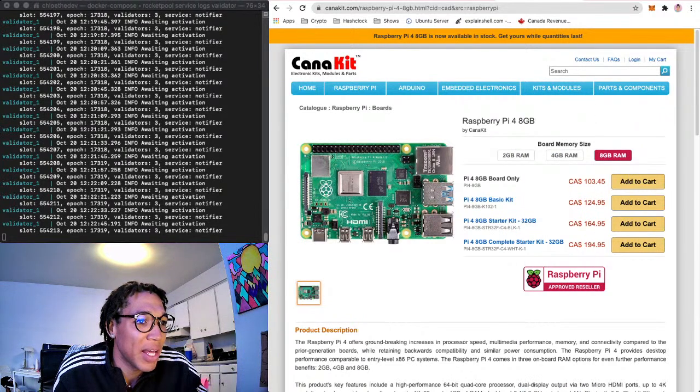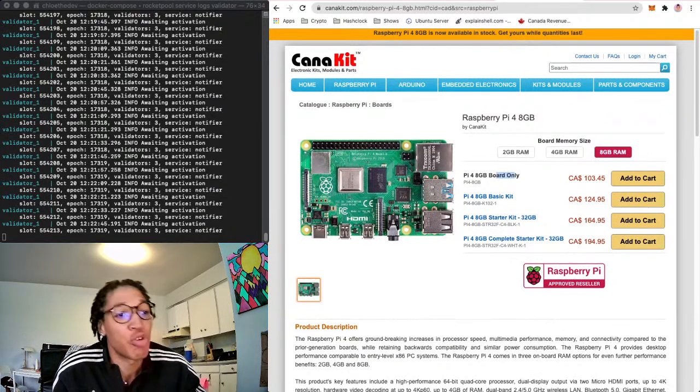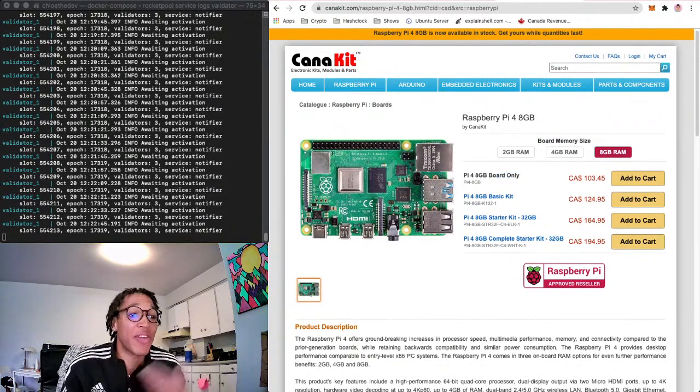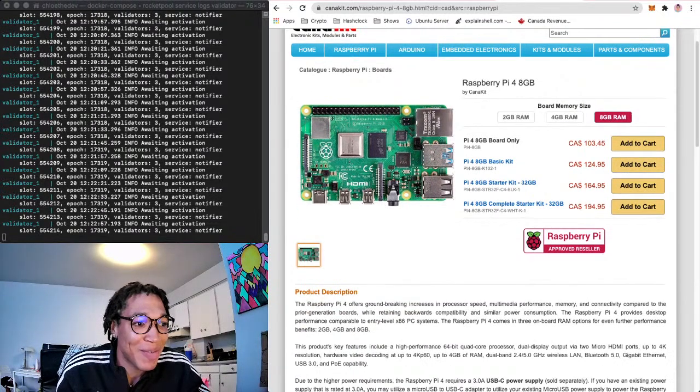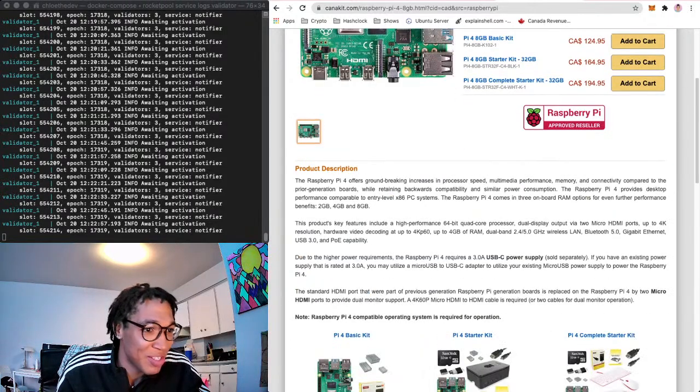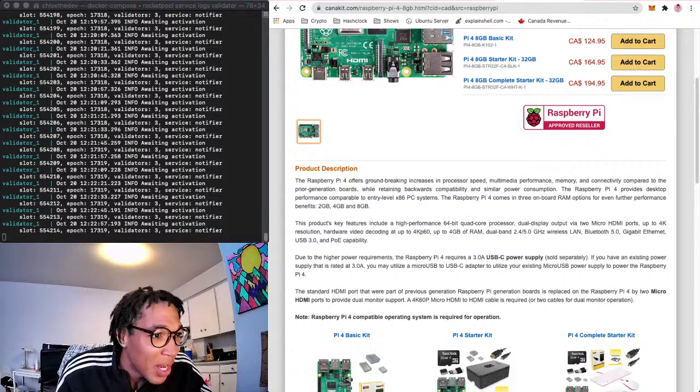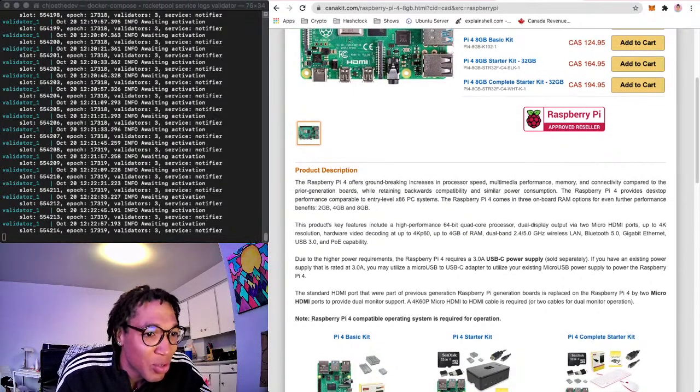So you can get just the board for $100. So this is my thing. I think it's super cool because for $100, you can get 8 gigs of RAM, which is the minimum specifications in terms of the RAM. How much storage do these things have?